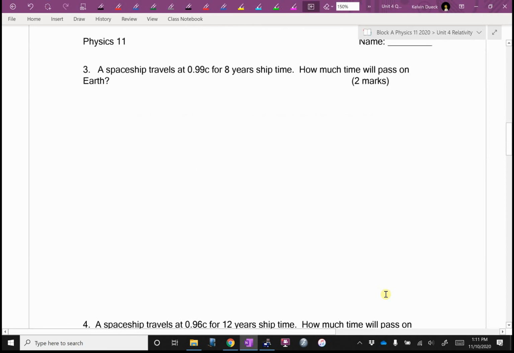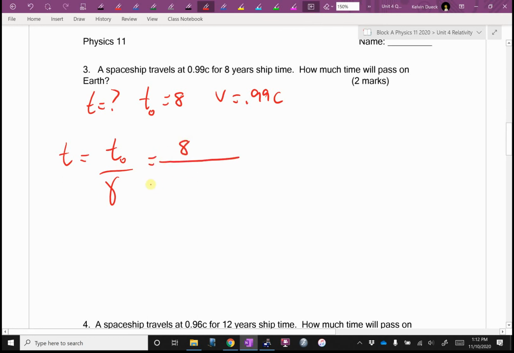Time dilation equations. How much time will pass on Earth? Pretty sure this is asking me to find t, which means t on board the spaceship is 8. V is 0.99 c. T is going to be t0 divided by that square root thingy. It's going to be 8 divided by the square root of 1 minus 0.99 c over c all squared.